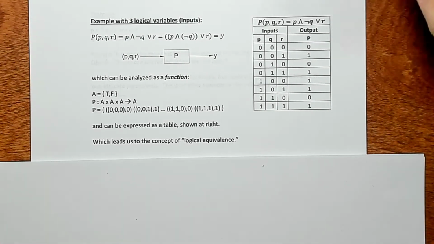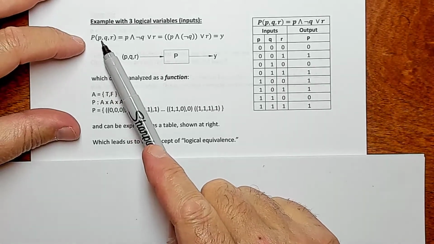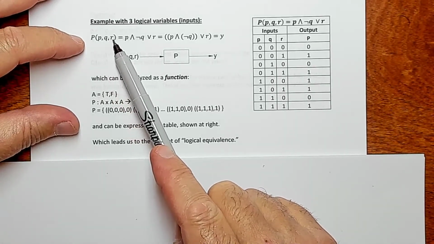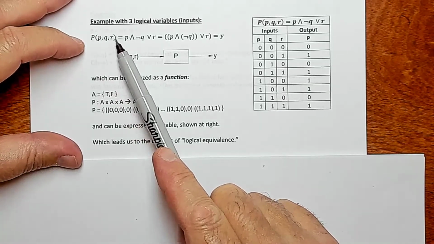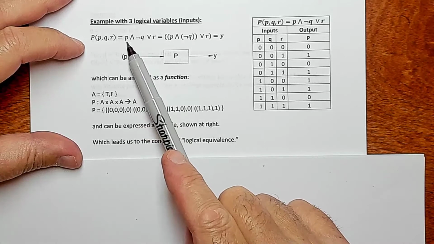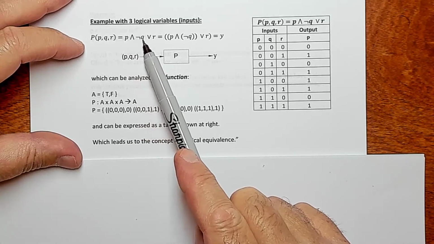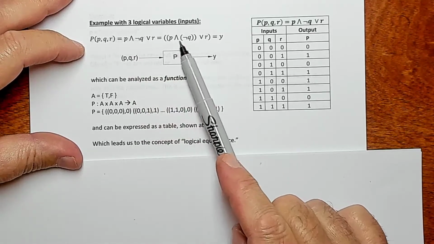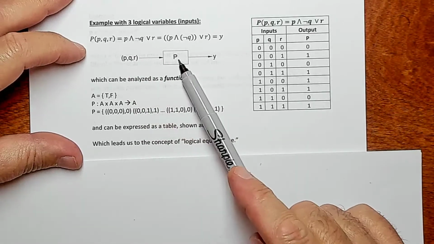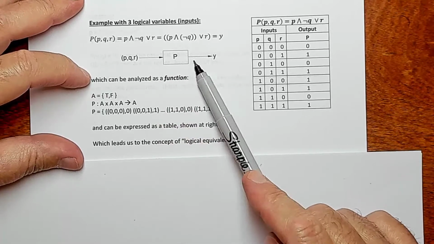All right, so here's an example of a compound proposition with three logical inputs, or three little propositions as inputs, given by this little expression here, P and not Q or R, which if you throw in the parentheses, looks like that. Anyway, here's the function diagram.